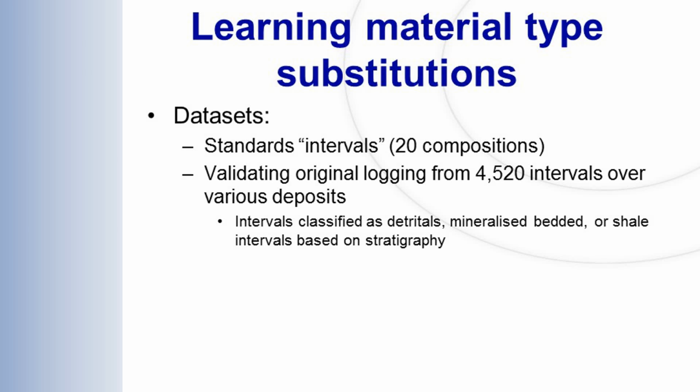But we also got the users to validate. In total, they validated 4,500 intervals. It wasn't getting someone to do 4,500 intervals each for an experiment for us, because that would be a bit torturous. But we captured a lot of results from these intervals, and we separated these rules into different sets of rules for detrital intervals, for mineralised bedded, and for shale intervals, because typically there's different sets of material types or different associations found in these classes of stratigraphy.